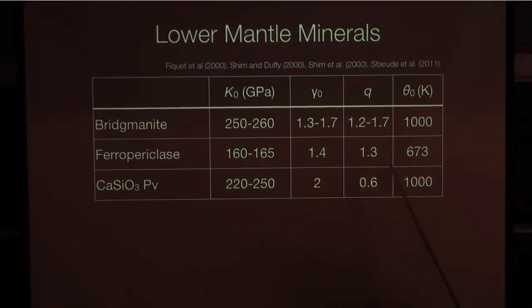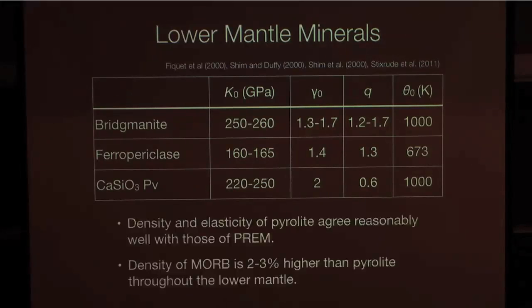So I'm showing the range of numbers there. I don't want to offend anyone, so I want to lump numbers together and show very rough values. But two messages that I'd like to give you, which could be my personal biased view, but based on the literature, is that the density and elasticity or compressibility of pyrolite seems to agree reasonably well with those of the pyrolytic or PREM model. So pyrolite is still good.